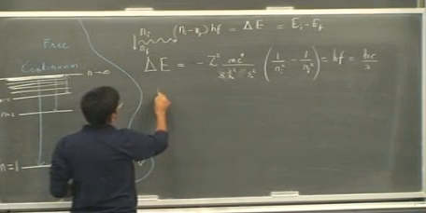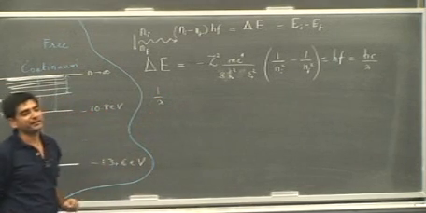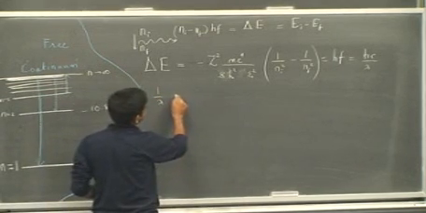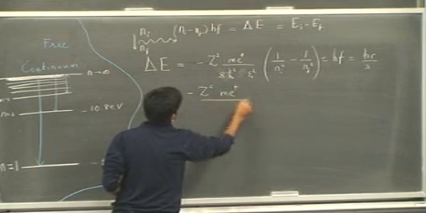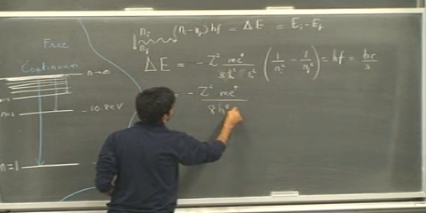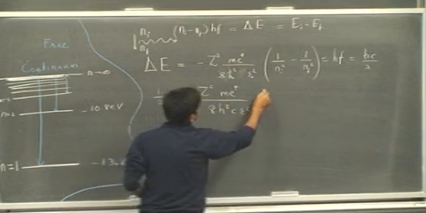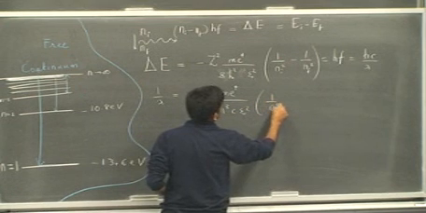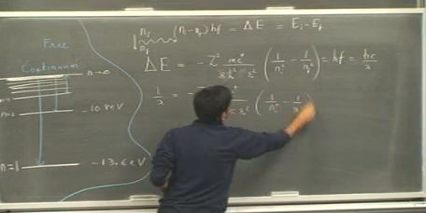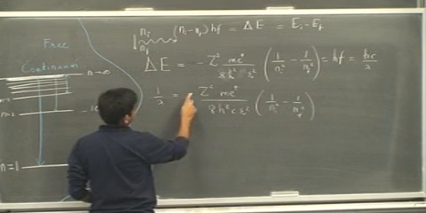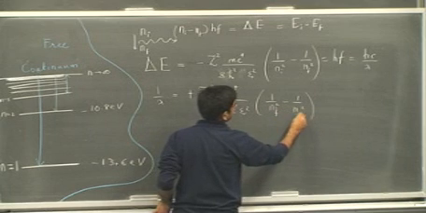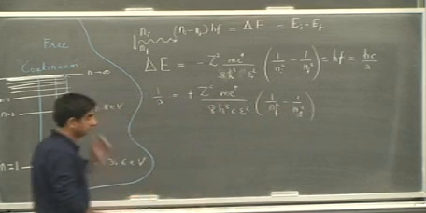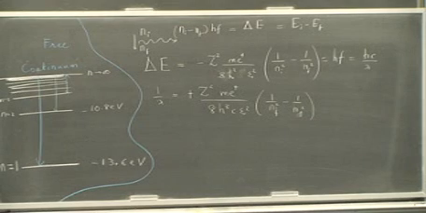Which means that 1 over lambda, the wavelength of the emitted radiation, equals minus Z squared m e to the fourth over 8 epsilon naught squared h cubed c, times 1 over n_i squared minus 1 over n_f squared. I can put a plus sign here, make this n_f and this n_i. So this is the wavelength of the emitted radiation.